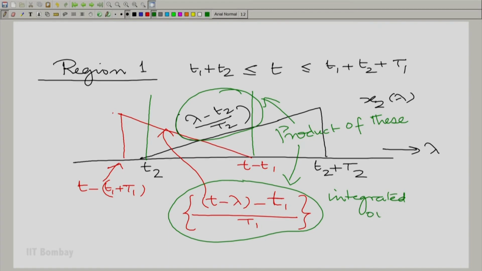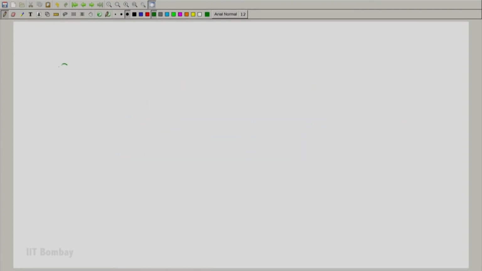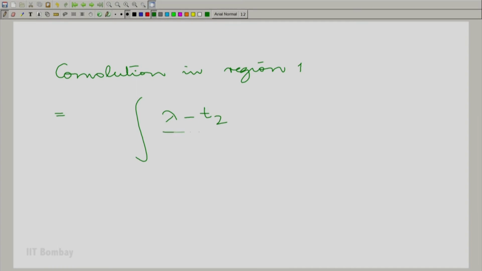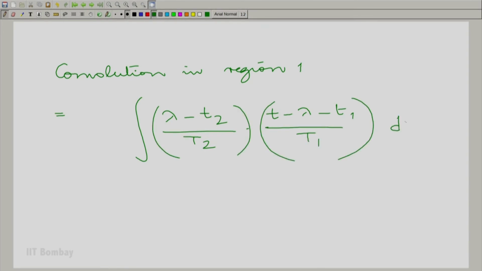Integrated over T2 to T minus T1. This region is the integration region, or integration interval. Let us write that down. So, we are saying essentially the convolution in region 1 is the product of lambda minus T2 divided by capital T2, times T minus lambda minus T1 divided by capital T1, d lambda, integrated from T2 to T minus T1.